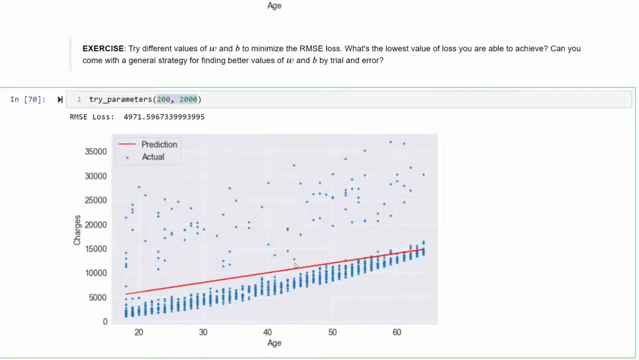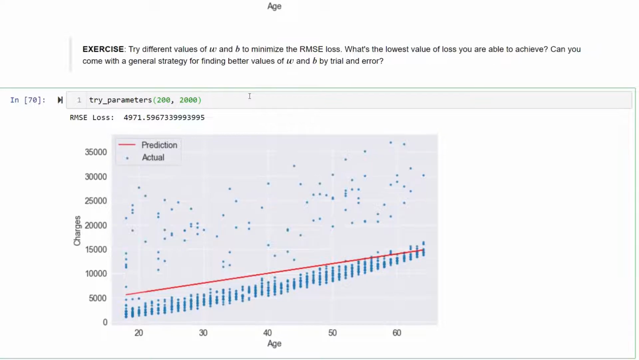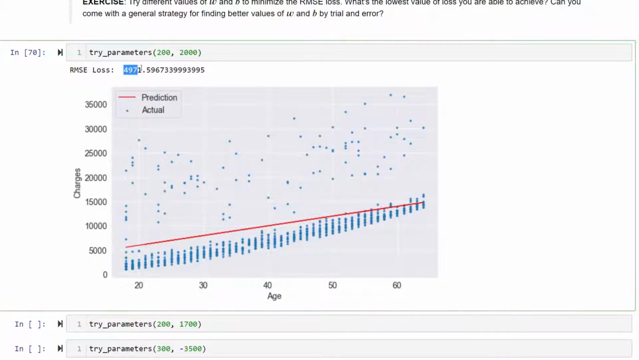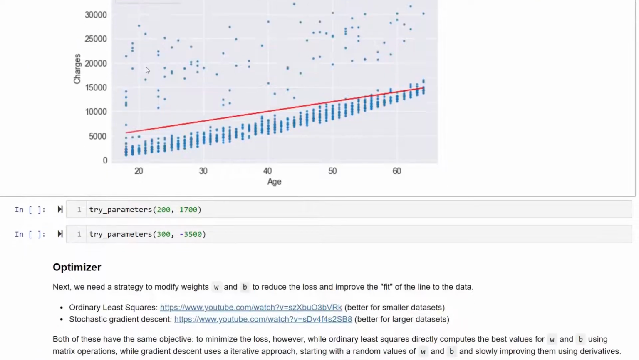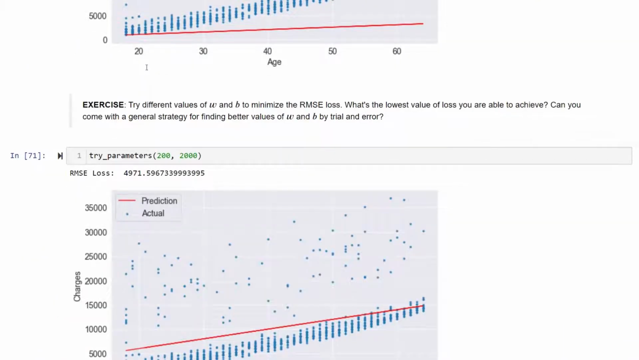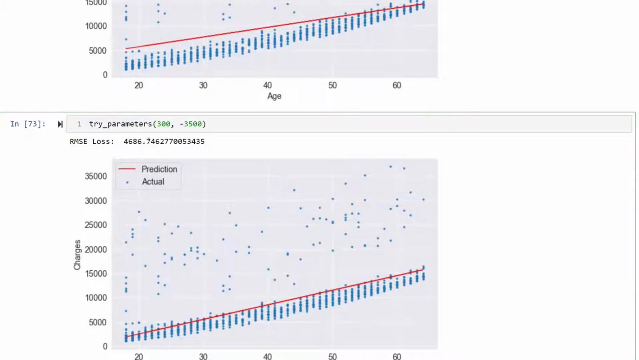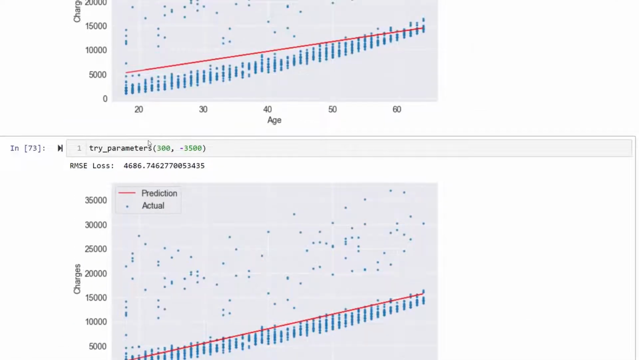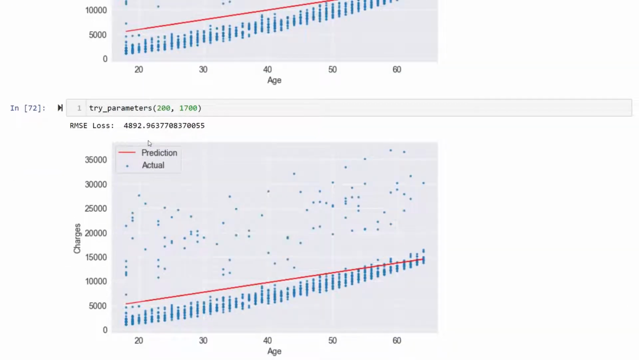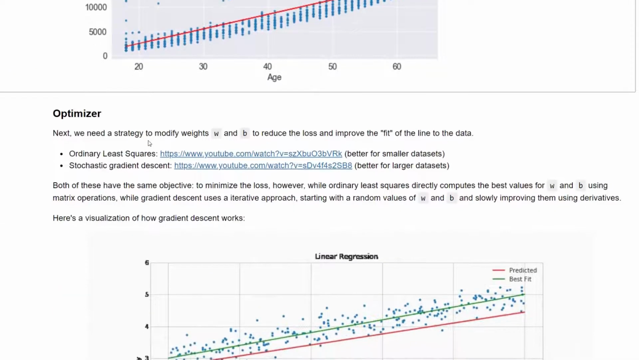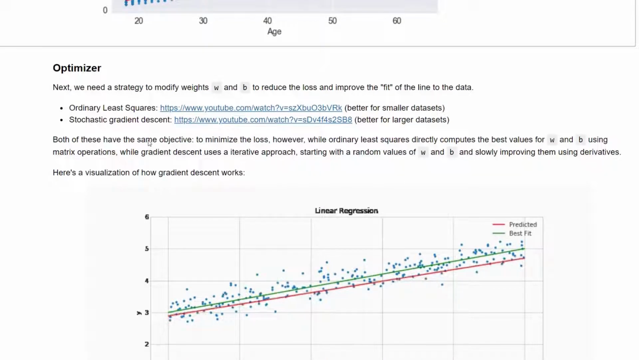The line will be higher than the previous one, which looks much better, and the error I got is 4971. Let's try with another example. Okay, W will be 300 and minus 300 gives me 4686. This will be the best model that I have done. Right, what I need to do now is we need a strategy to modify the weights W and B to reduce the loss and improve the fit, in order to fit the best model to our data.